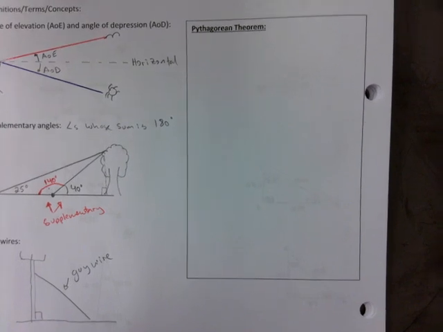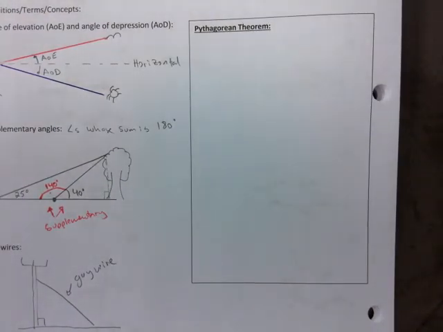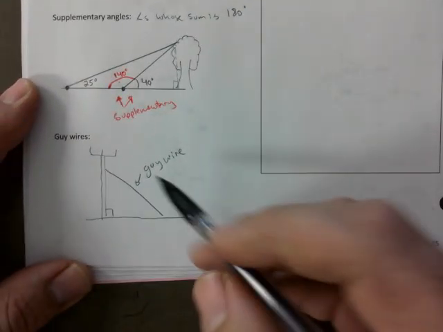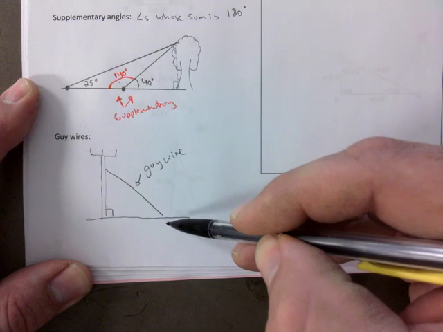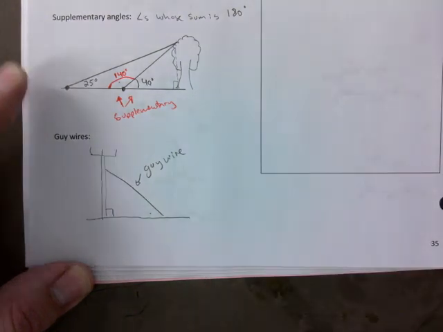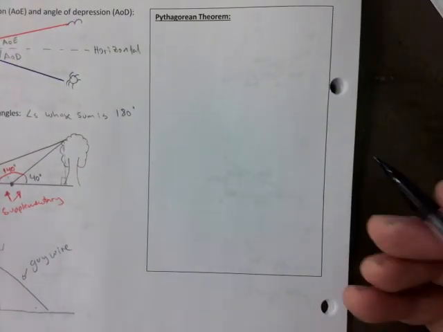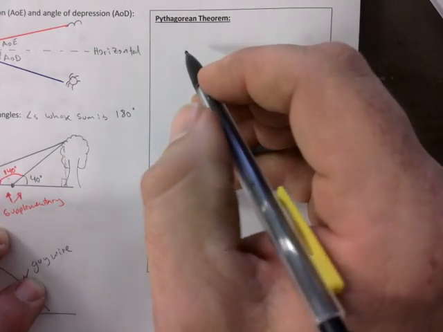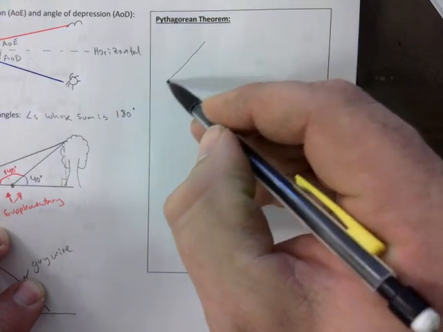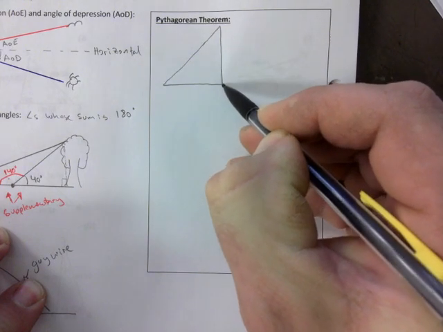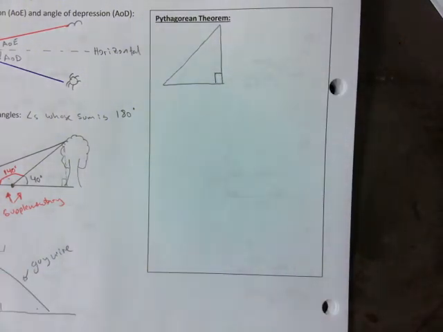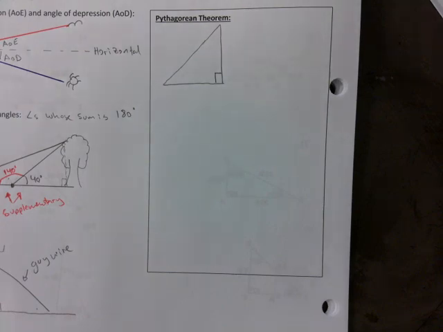But some questions do say a guy wire makes an angle of 40 degrees with the ground. You know now what is happening. There's some structure and a cable supporting it, and the angle goes there. There we go. Pythagorean theorem. I'm just going to give you the shortcut version here. Pythagorean theorem only works with right triangles, but it's very handy when you know 2 out of the 3 sides.